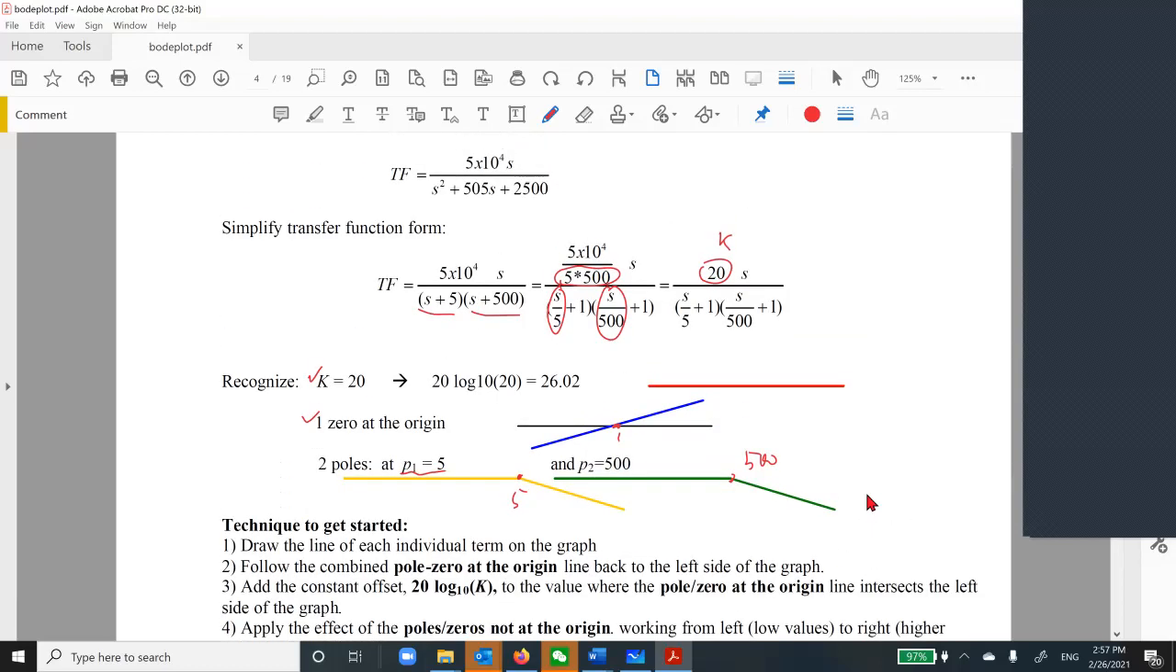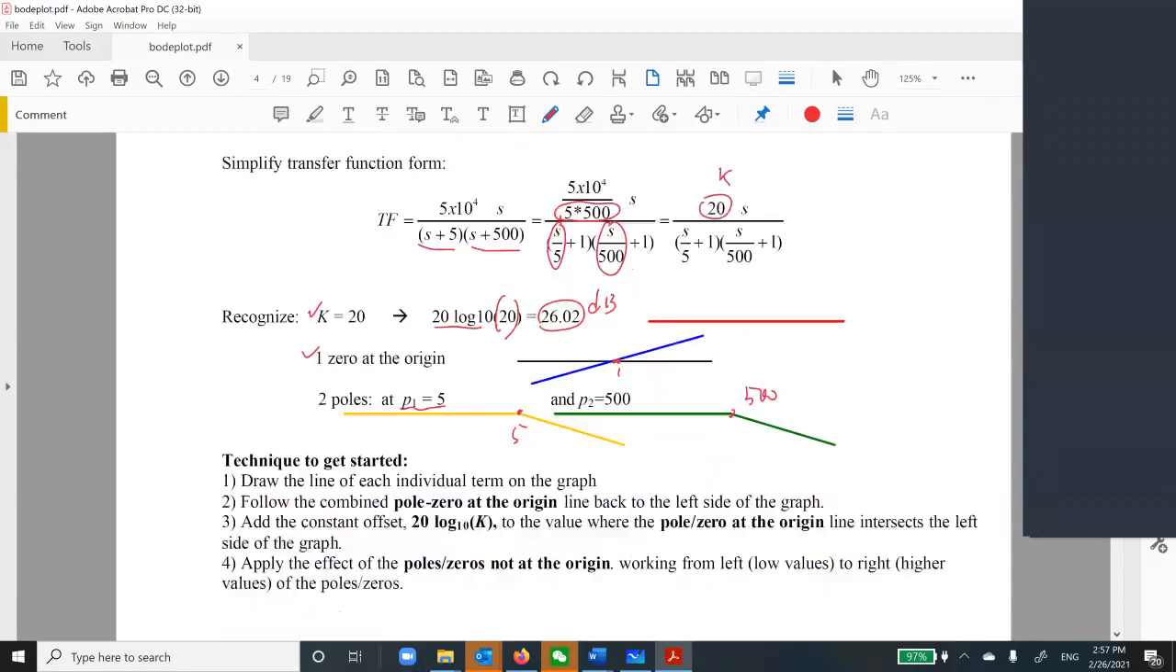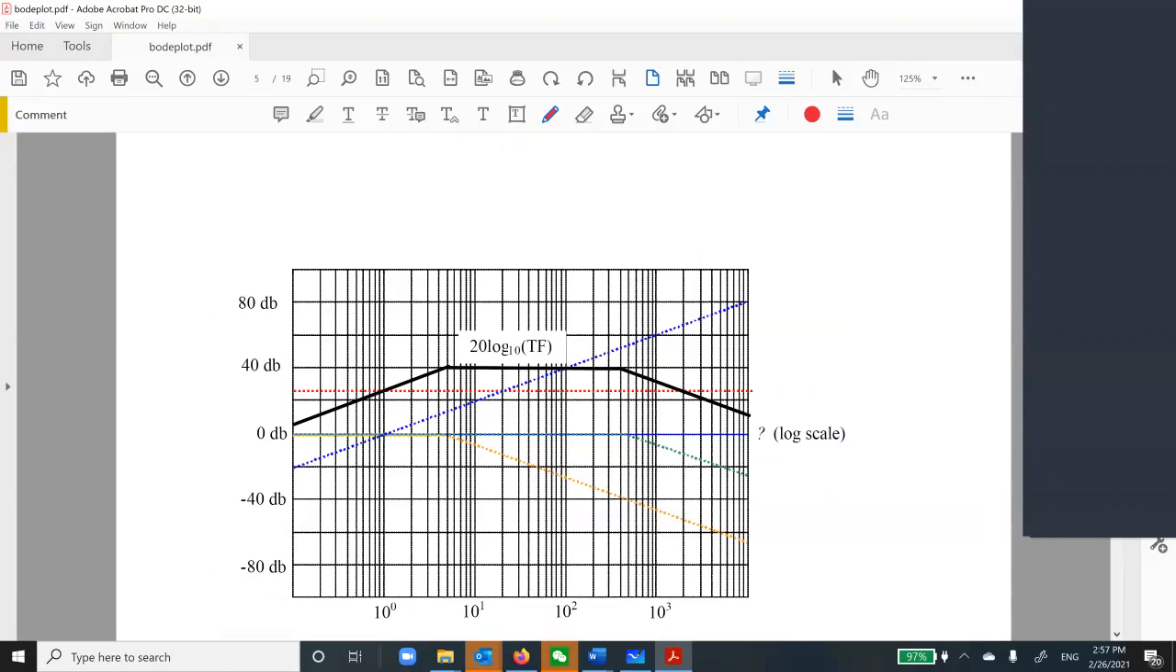We did 20 log 10, 20. You need to use a calculator. It's about 26 dB, okay? So in here, we need to do 26 dB. So this is around 26 dB, okay? So this is 20 log 10, 20.